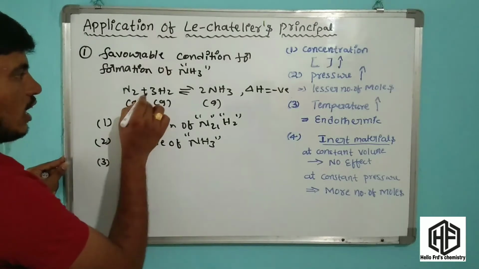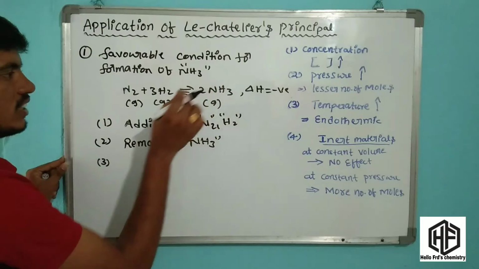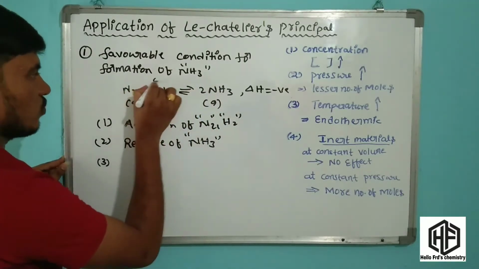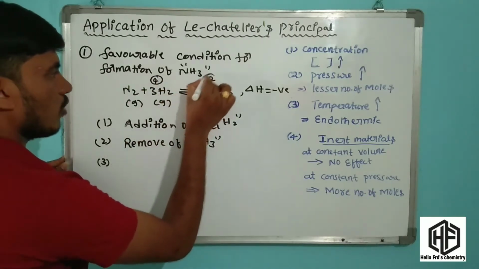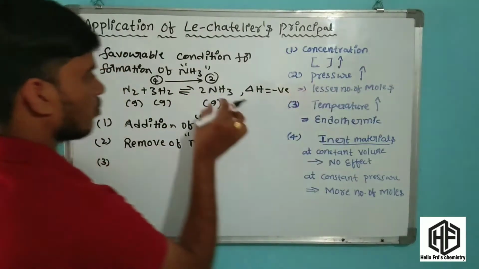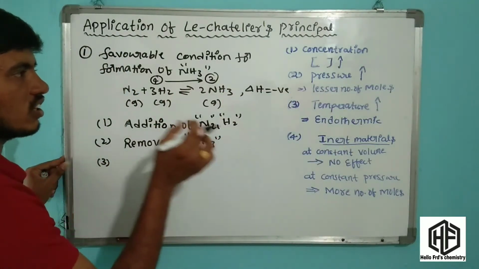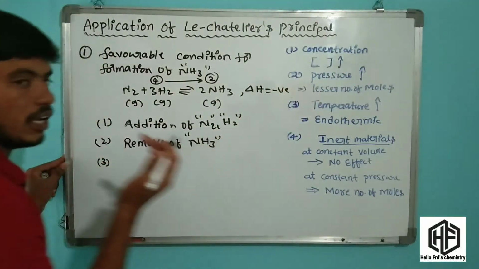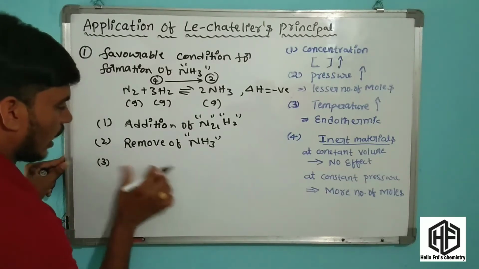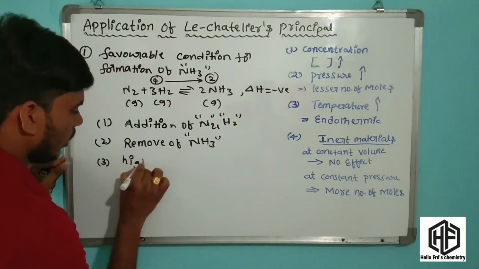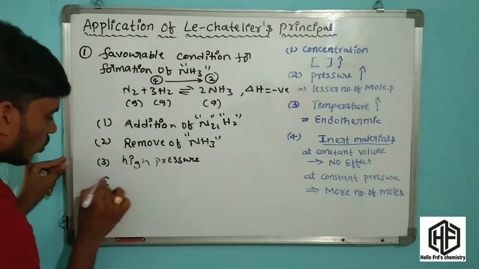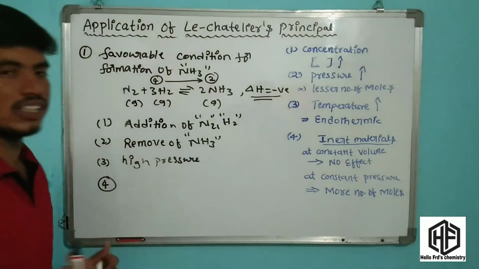Third one is in the forward direction, NH3 formation. What happened there? The number of moles of reactants in this reaction is 4 and the number of moles of products is 2. From reactants to products, a lesser number of moles is present in the forward direction. The favorable condition is pressure: high pressure is the favorable condition. Friends, high pressure is favorable.